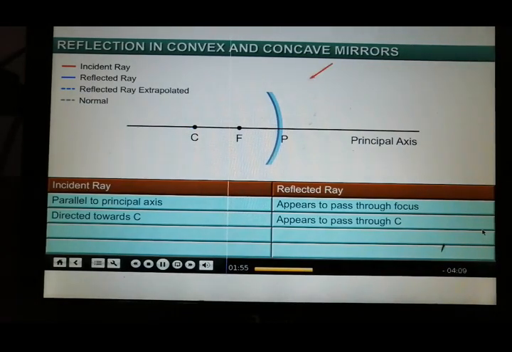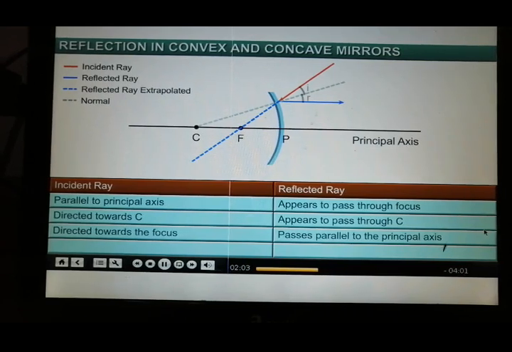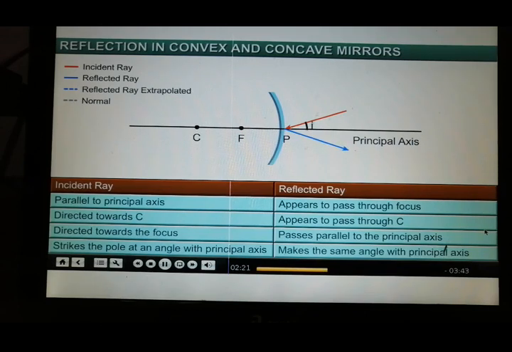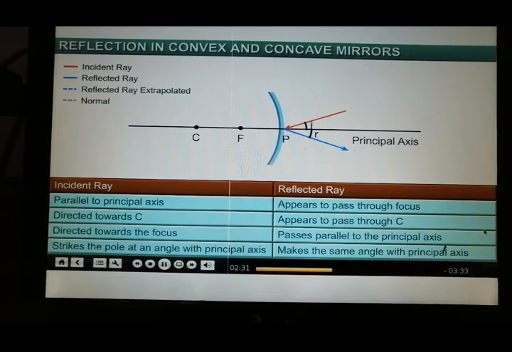Next, look at an incident ray that is directed towards the principal focus. The reflected ray goes parallel to the principal axis. This is how the driver is able to see the traffic signal which the car has crossed. If incident rays strike the pole at an angle with the principal axis, the reflected rays also make the same angle with the principal axis. This helps the drivers of two cars traveling alongside to look at each other in the rear-view mirror of the car ahead.